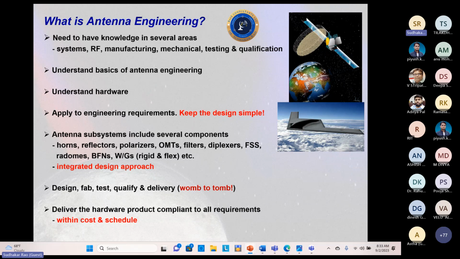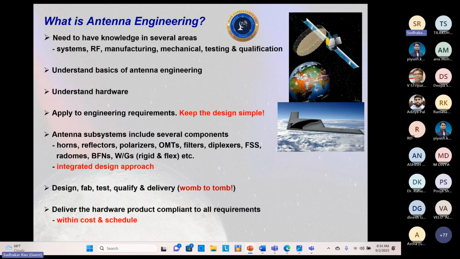And when you have so many components, you design them individually, but then you have to integrate them into a single hardware piece, with minimum flanges, because flanges are lossy as well. They're sometimes heavy, mass-wise. So you want to integrate as many components as possible into a single hardware.